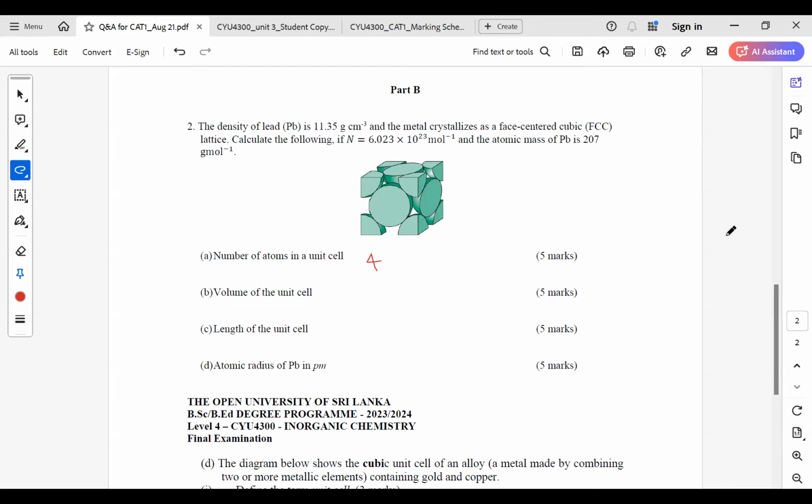Then the volume of the unit cell. How do you determine that? Volume of the unit cell. How can we determine that? So you are going to use the equation.